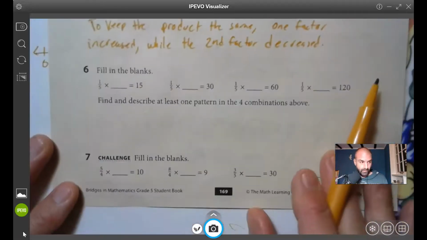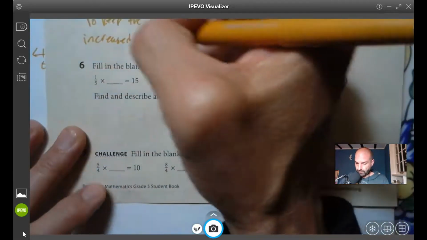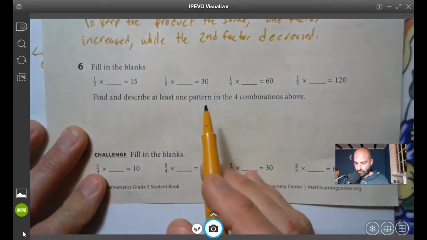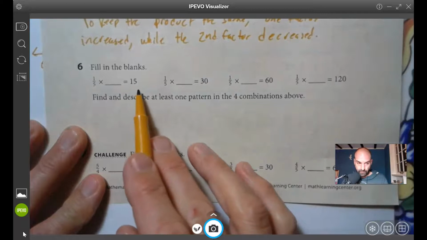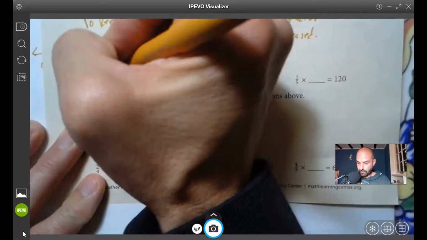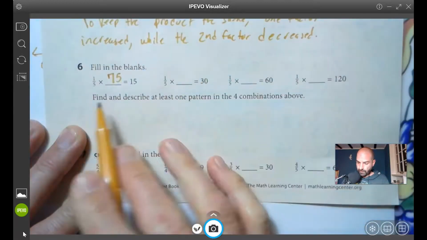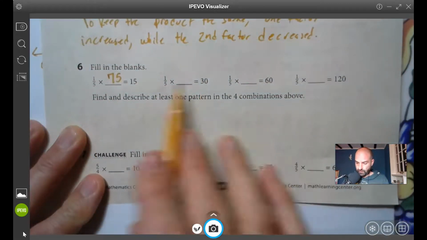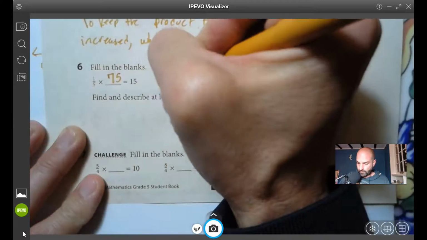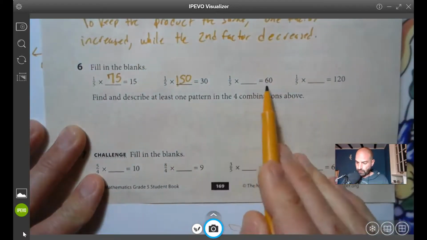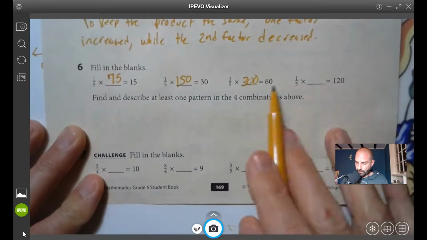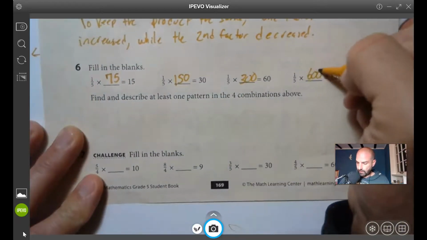All right, fill in the blanks. 1/5 of something is 15. Well, again, we can think of that as 5 times 15, which, 5 times 10 is 50, 5 times 5 is 25. That would be 75. Now, this has doubled. So if this is doubled, then this needs to double, so that's going to be 150. Okay, doubled, 300. And then this doubles again, so this needs to be 600.